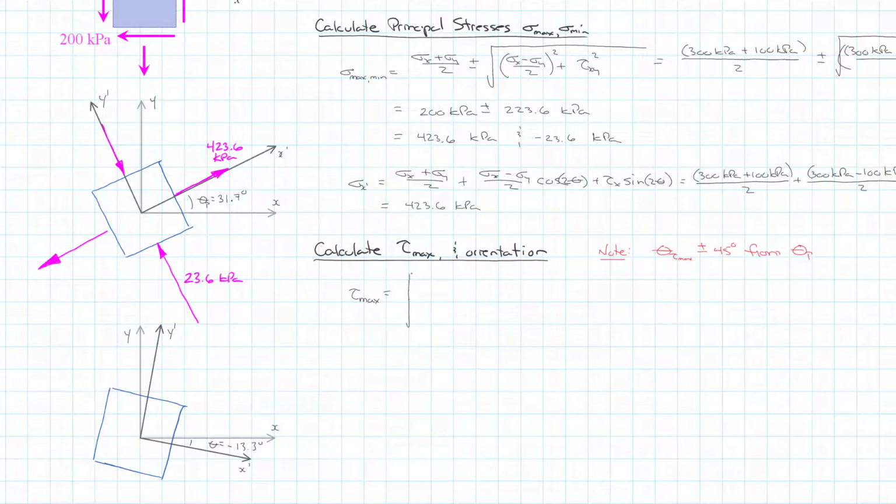And I'm going to just write out the formula then for our tau max. It is equal to the square root of sigma x minus sigma y all over 2, all squared, plus tau xy all squared. And while I'm at it, I'm going to say the normal stress occurring on that orientation, so theta for shear, is equal to our average normal stress, so sigma x plus sigma y all over 2.